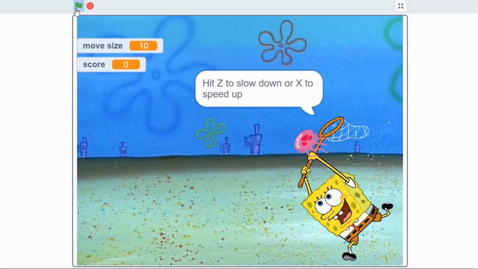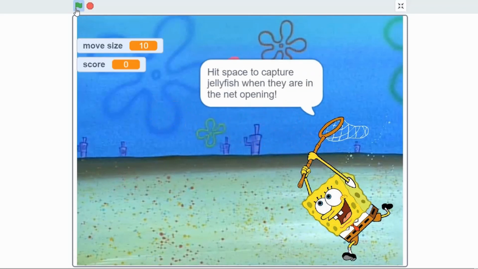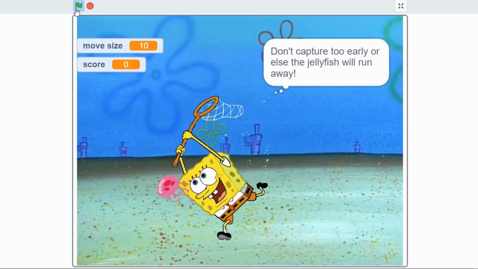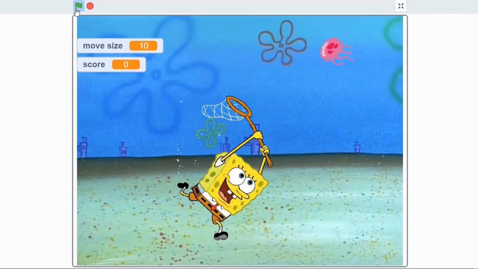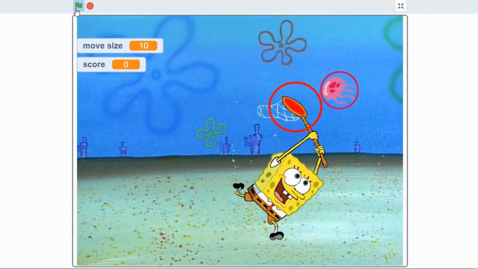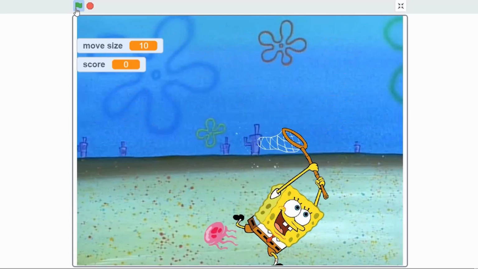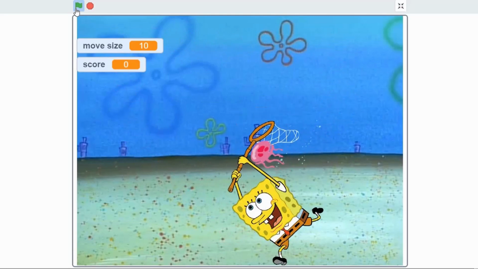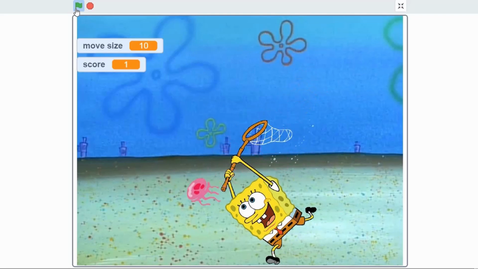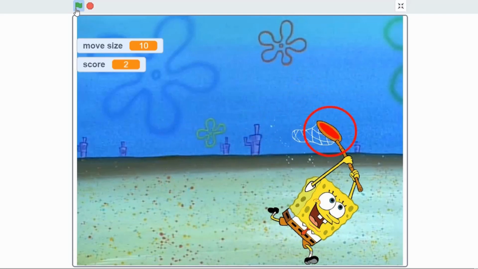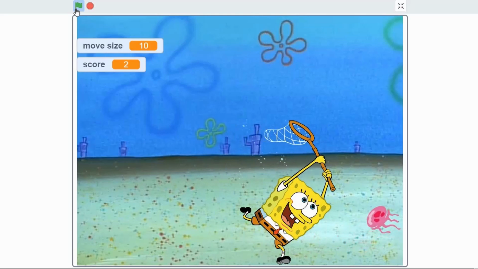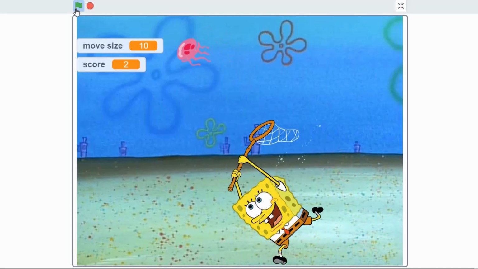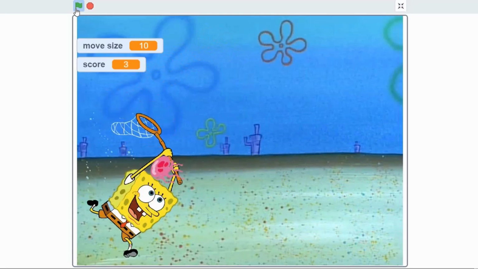So here we have some basic instructions. My goal is to catch the jellyfish, of course. Notice how I put in the extra logic. If it gets close but doesn't get in the net, the jellyfish temporarily vanishes. Imagine that in real life, the jellyfish is scared that it's about to get caught, so it runs away. So you only catch it if you overlay the net with the jellyfish. So I scared it off, and if I actually want to catch it, boom.